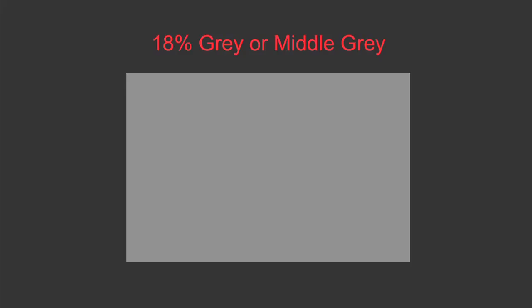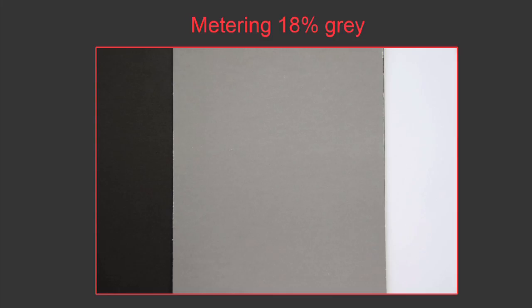Two stops underexposed from middle gray is close to but not quite pure black, and two stops overexposed from the middle gray is close to but not quite pure white. The test I will show you right now you can also do by yourself. You will need an 18% gray card, which you can buy in your local camera store. You will also need a white piece of paper or cardboard and a black piece of paper or black cardboard.